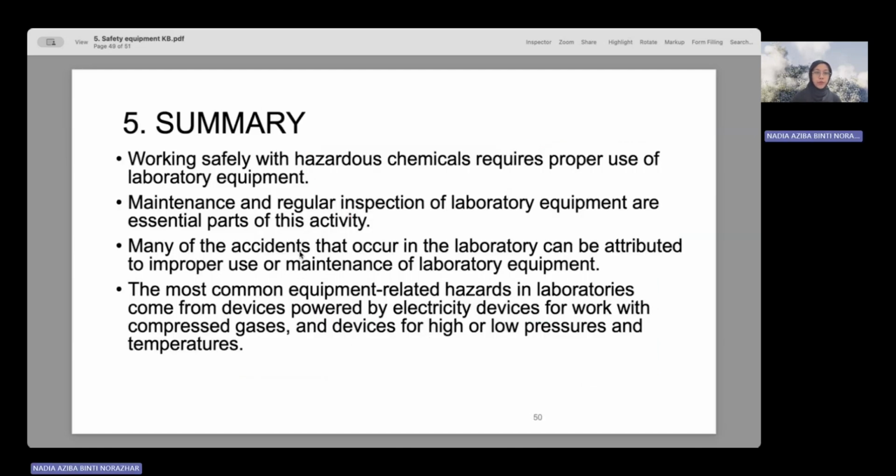Finally, we are reaching the summary part. For the summary, working safely with hazardous chemicals requires proper use of lab equipment. Maintenance and regular inspection of lab equipment are essential parts of this activity. Many of the incidents that occur in the lab can be attributed to improper use or maintenance of laboratory equipment. The most common equipment-related hazards in labs come from devices powered by electricity, devices for work with compressed gases, and devices for high or low pressures and temperatures.